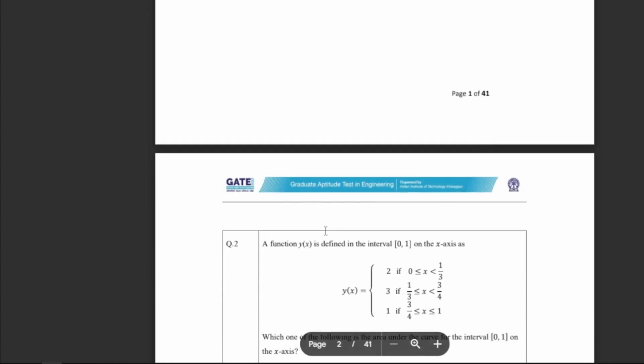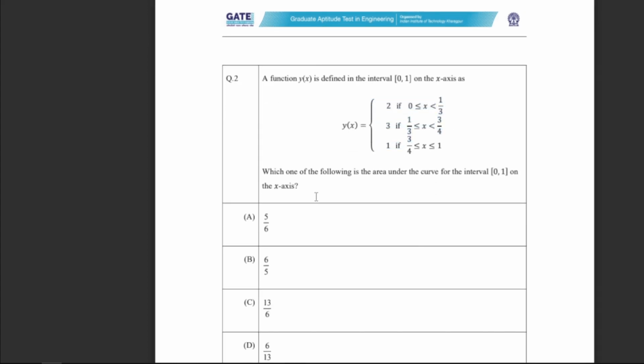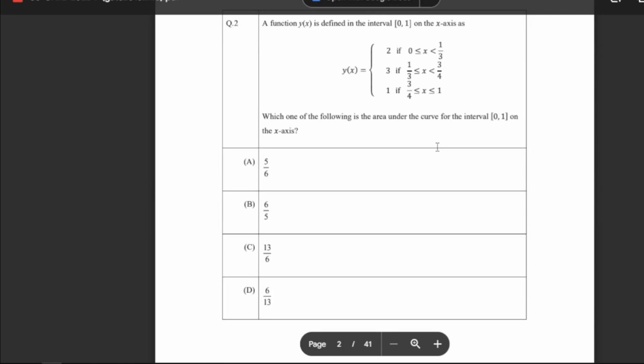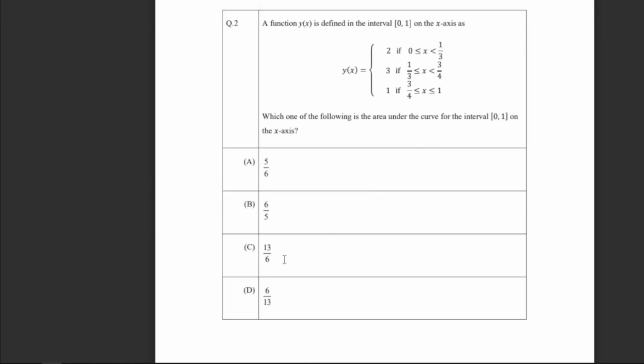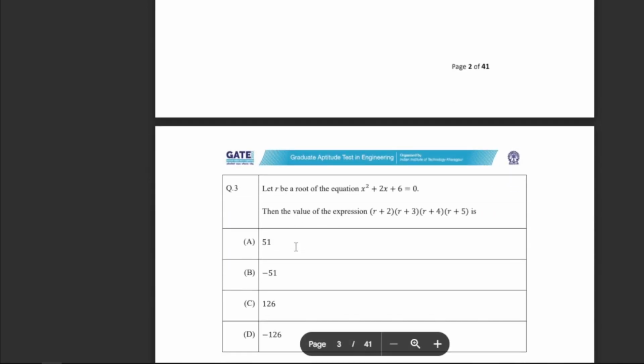Okay. The next question is, a function y(x) is defined in the interval 0 to 1 on the x-axis as this one, right? Which one of the following is the area under the curve? I hope you remember this term, area under the curve for the interval 0 to 1 on the x-axis, right? Again I'm marking the answer only. So the answer is C, that is 13 by 16. You can get the detailed solution over the net or find it by yourself.